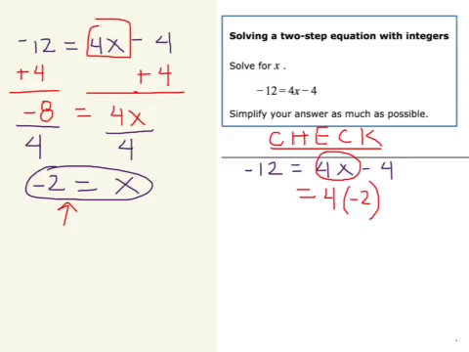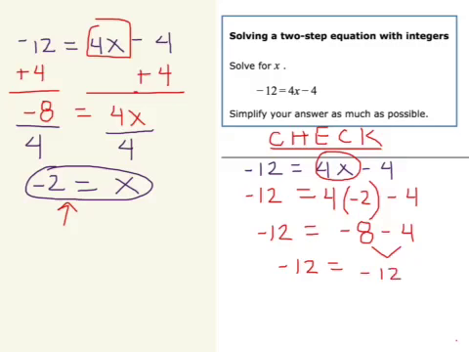And we are also taking 4 away, and this says negative 12, and we can work through this pretty quickly. We've got negative 12 is equal to 4 times negative 2. Well, that is negative 8. Take away 4, and we end up with negative 12 is equal to negative 8 minus 4 is negative 12. So this checks out.